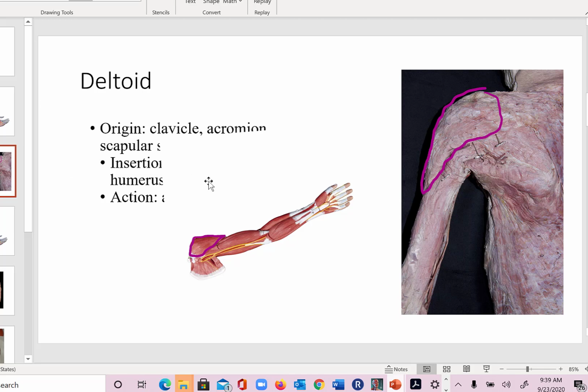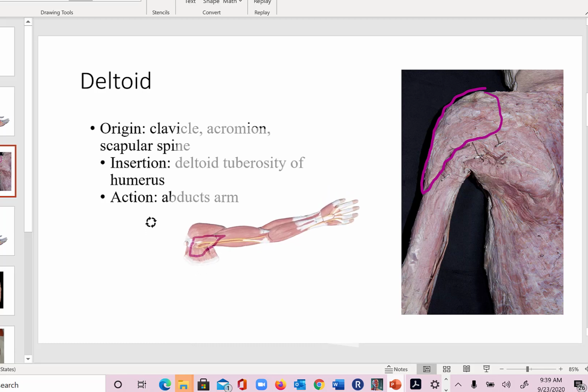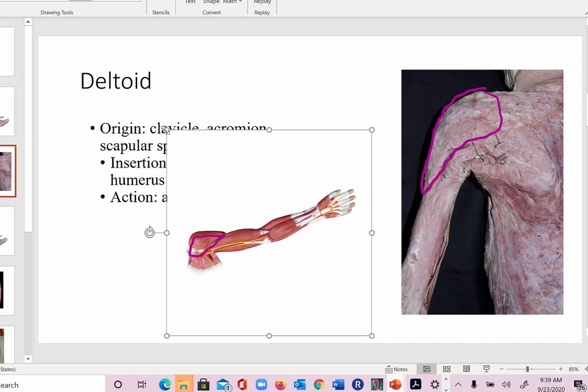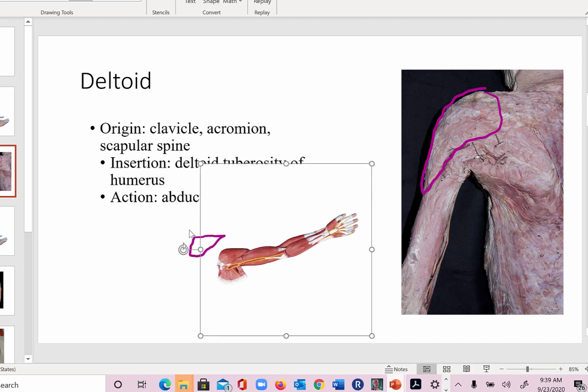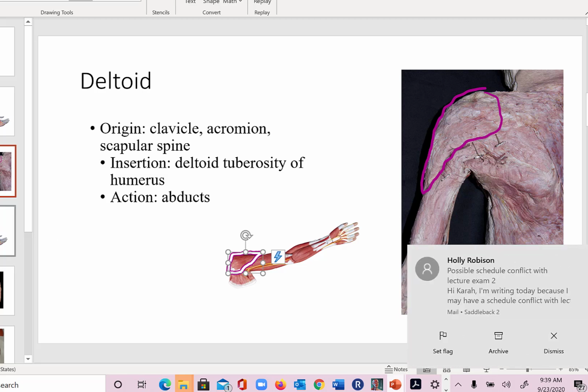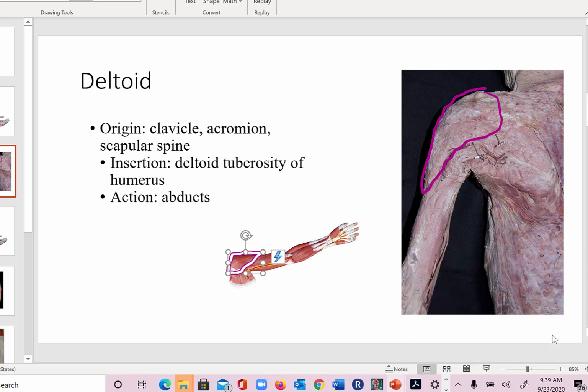And again, the deltoid has its origin on the clavicle, the acromion of the scapula, and the scapular spine. Its insertion is the deltoid tuberosity of the humerus, and its action, as I said before, is it abducts the muscle.